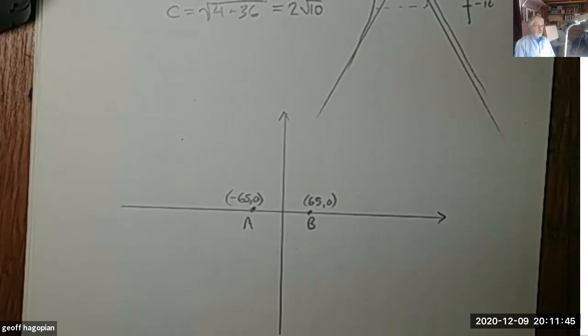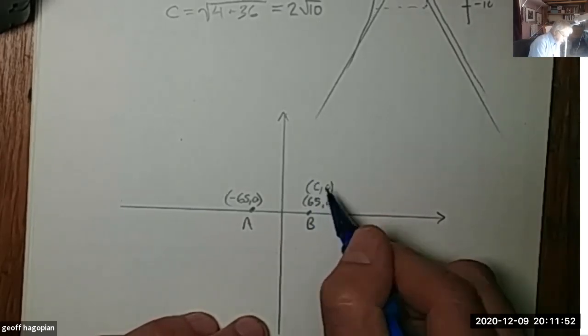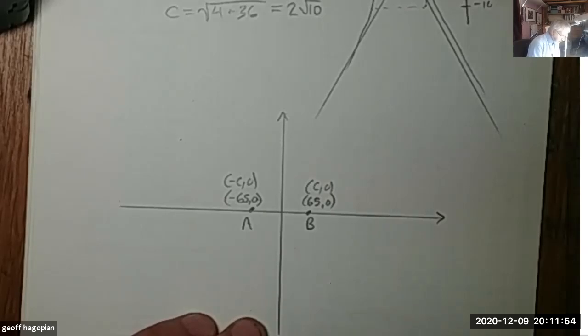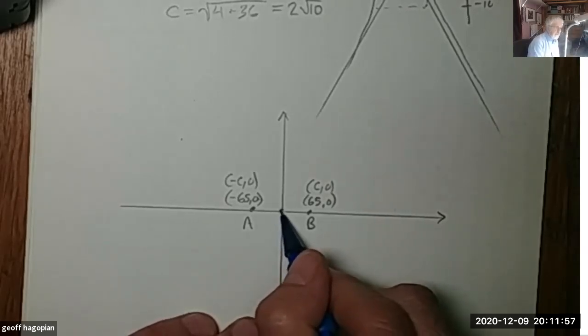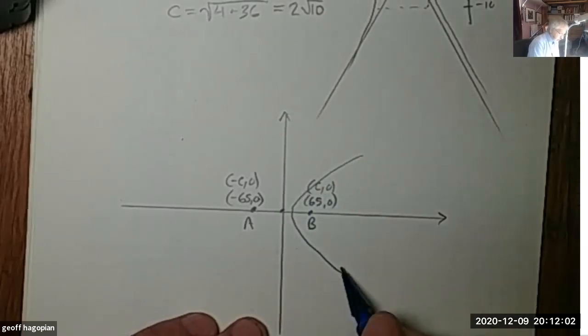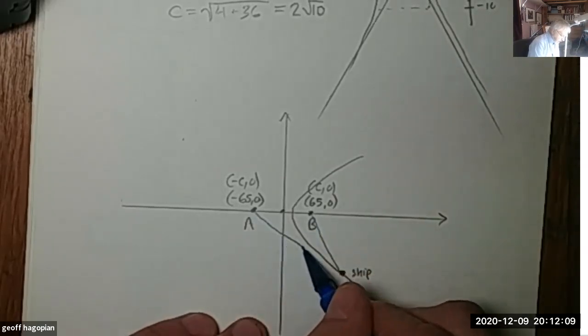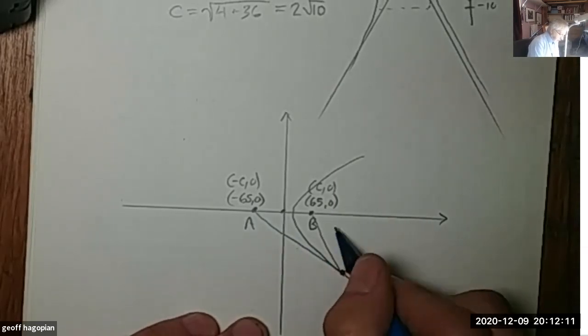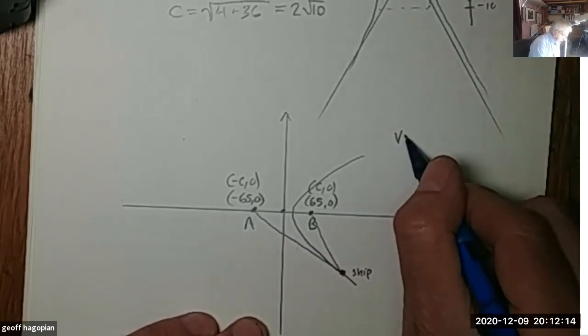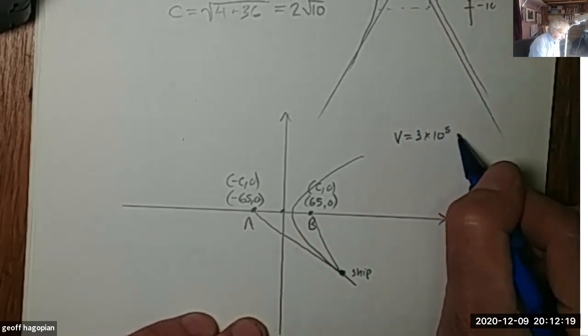So these are the foci, right? So this is actually C0 and -C0, where C is the distance from the center to a focus. The hyperbola looks like this, and the ship is on the hyperbola. It's getting a signal from here and a signal from here. And the speed, let's say velocity, is 3 times 10 to the 5th kilometers per second.